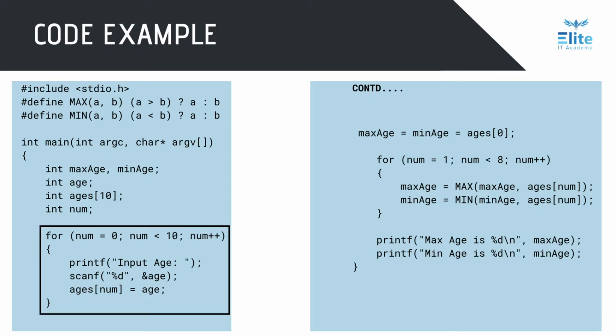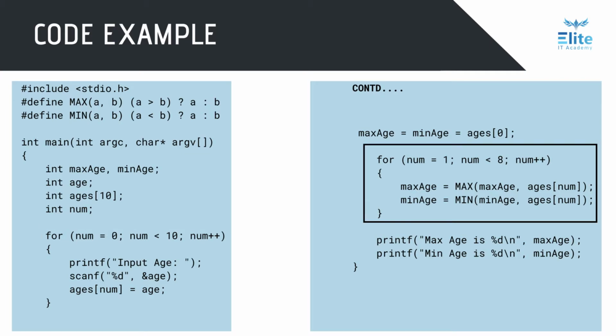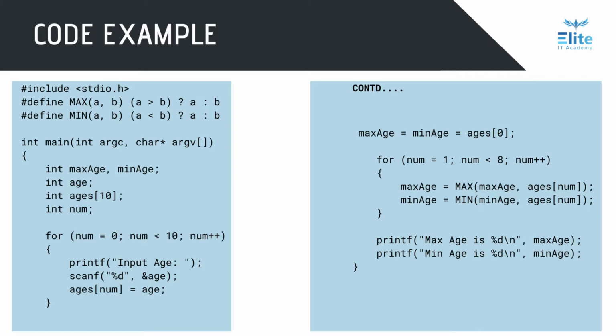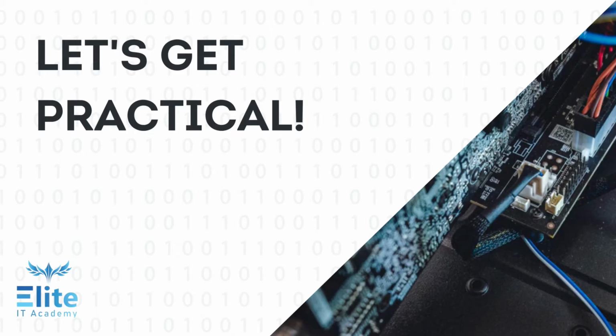The first for loop inputs 10 values and stores them in the array. Then the second loop proceeds to find the max and min ages of all the inputted values stored within the array. Here we use a macro to calculate the max and min age values. Let's see how this works in practice.